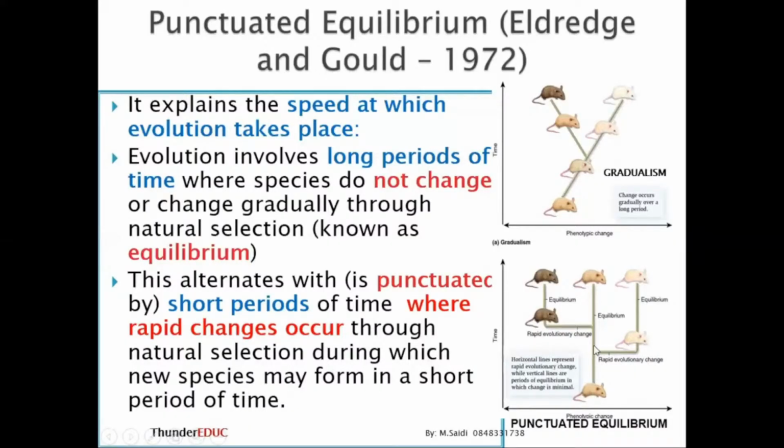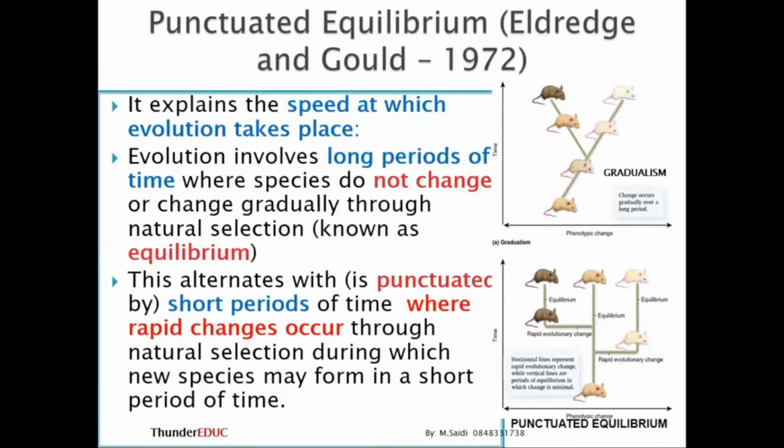So we are seeing that from this point to this point, rapid change happens. Yes, it could also be as a result of natural selection, but species form within a short period of time. Basically, that is what we call punctuated equilibrium and gradualism.